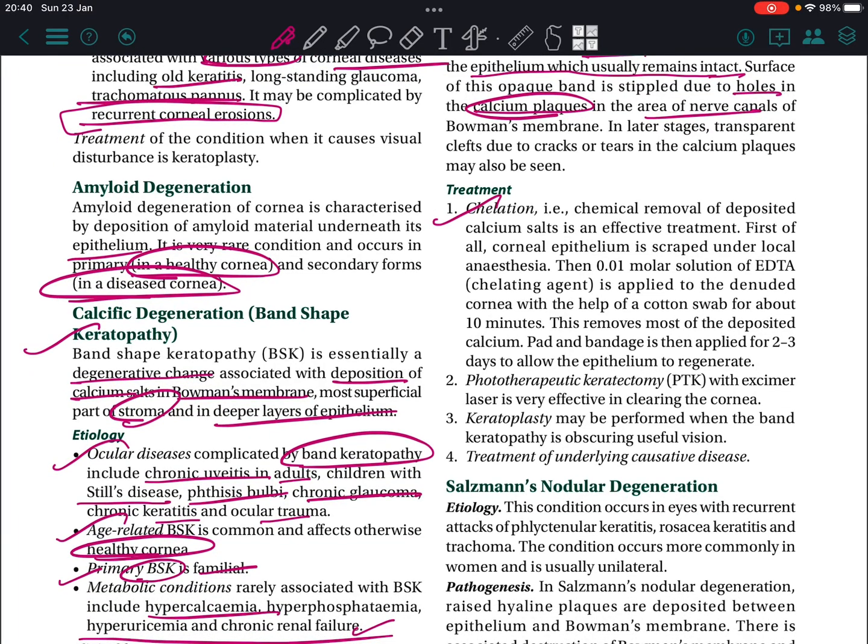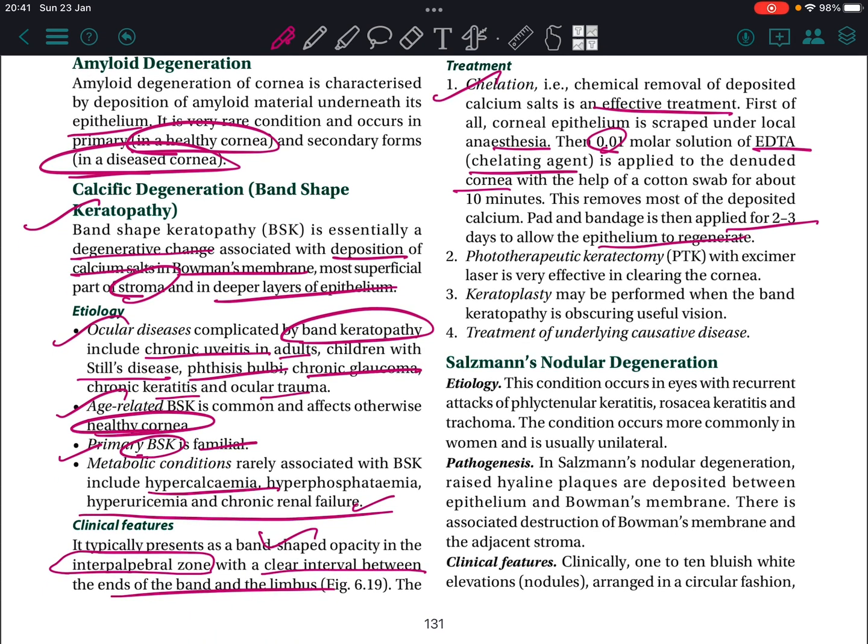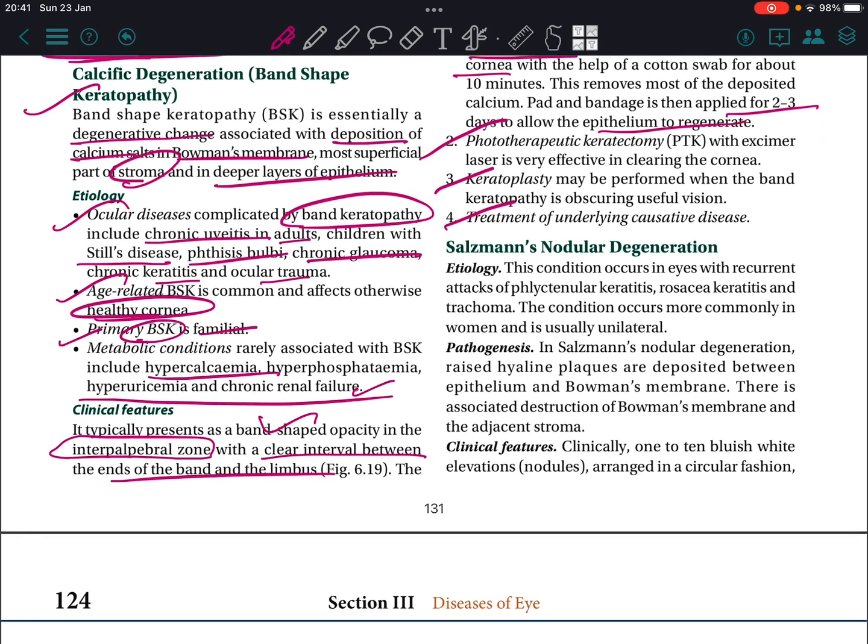Treatment: chelation, the chemical removal of deposited calcium salts. Effective treatment: the corneal epithelium is scraped under local anesthesia, then 0.01 molar solution of EDTA is applied to the denuded cornea with the help of a cotton swab. This removes the deposited calcium plaque, and a bandage is then applied for 2 to 3 days to allow the epithelium to regenerate. Other options are phototherapeutic keratectomy with excimer laser, keratoplasty, and treatment of the underlying causative disease.